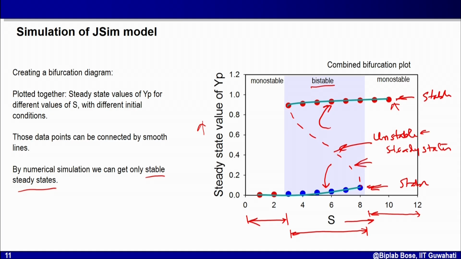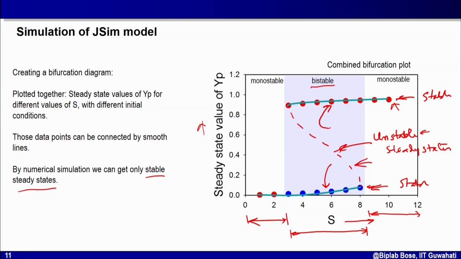Whatever it is, we are not much bothered about the unstable steady state because the system in reality will also never reach an unstable steady state. It will move away from it. So my numerical simulation tells me that this system has bifurcation. Depending upon the initial value and the value of S, the system can be monostable or bistable. And if you are in a bistable regime, which steady state it will go to will depend upon the initial condition. You can easily draw this type of bifurcation plot by numerical simulation, even for other types of networks or circuits.